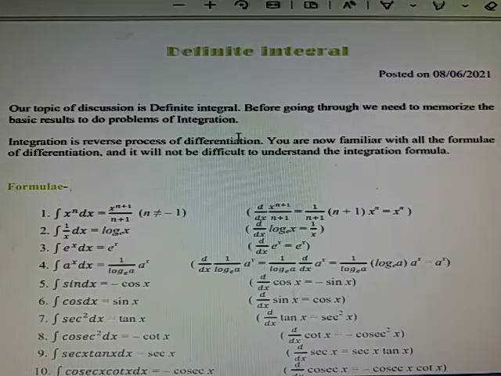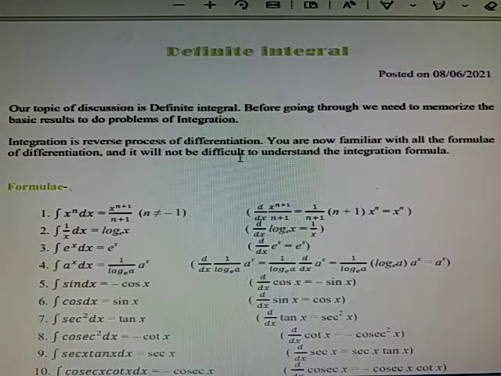and that is why I am giving you some idea how to do integration, some basic ideas. So I'll explain this now. This definite integral is coming from indefinite integral, and indefinite integral is integration. Actually it is integration. Integration is the reverse process of differentiation.